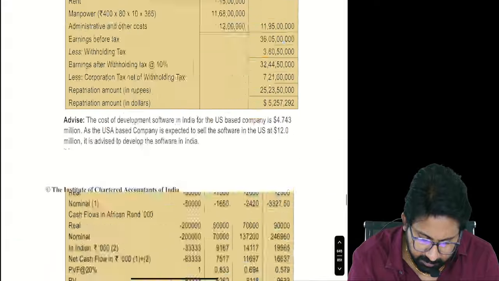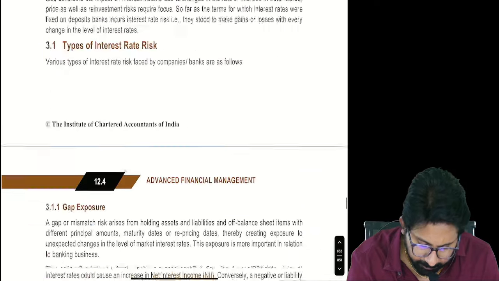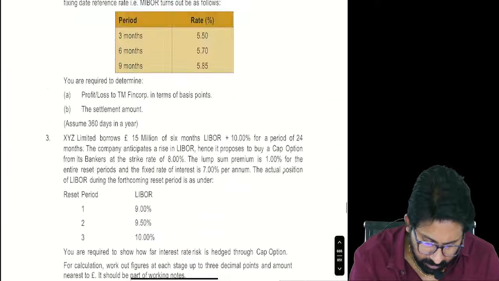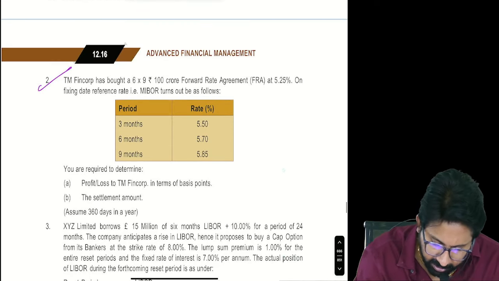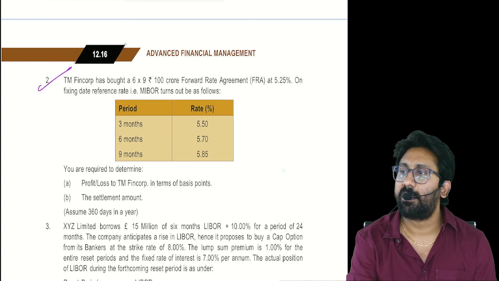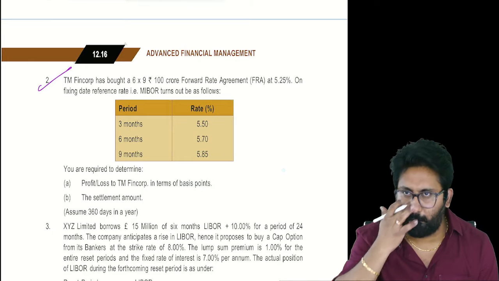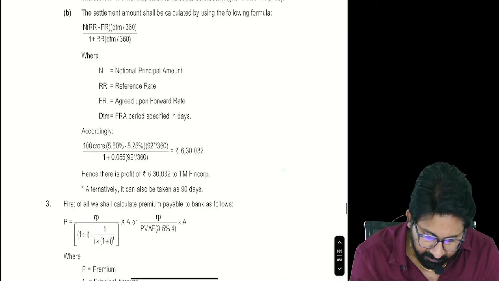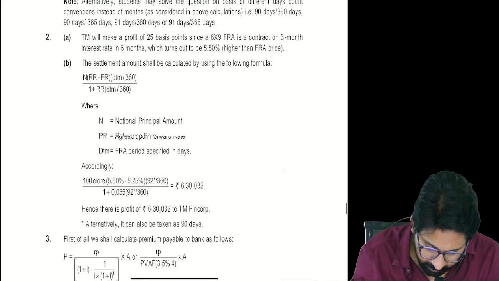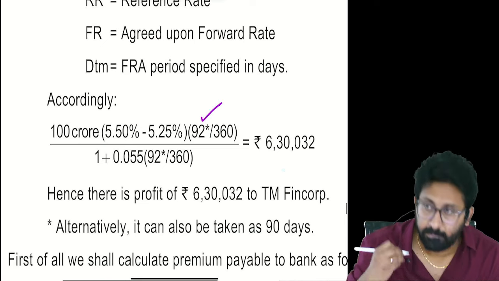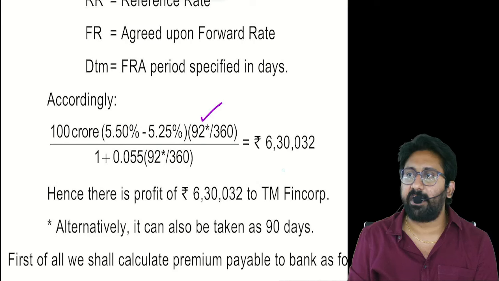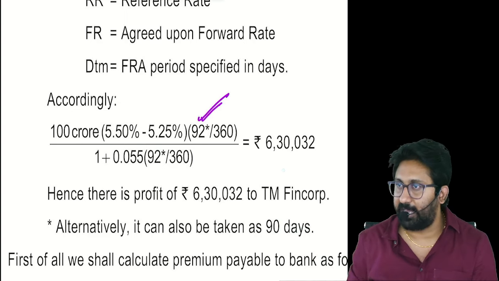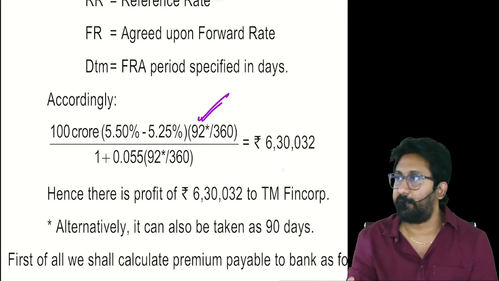Where are interest rate swaps in our textbook? 12.16, okay. So see here, the TM FinCorp question. Did you see this question or not? Sir, you have done 365 into 360. You calculated months, that's no problem. How much answer did you get? 6,25,000. See here, they have taken days, so they didn't take 3 by 12; they have taken 92 by 360. Everything else, the answer is the same. If you take the number of days, the answer may change slightly because it is a 100 crore amount.